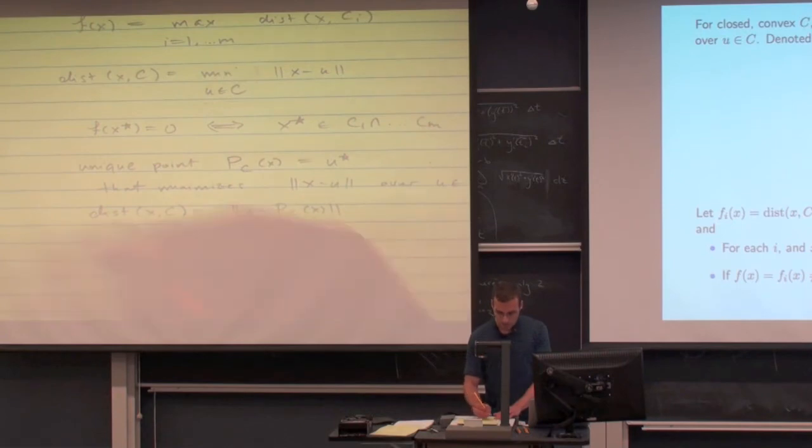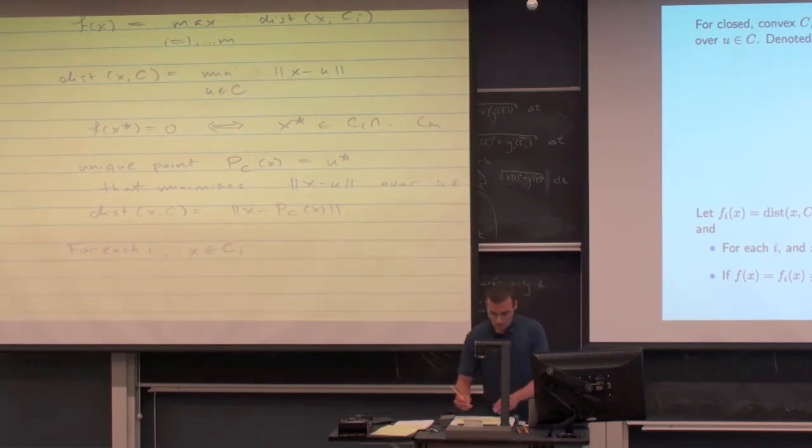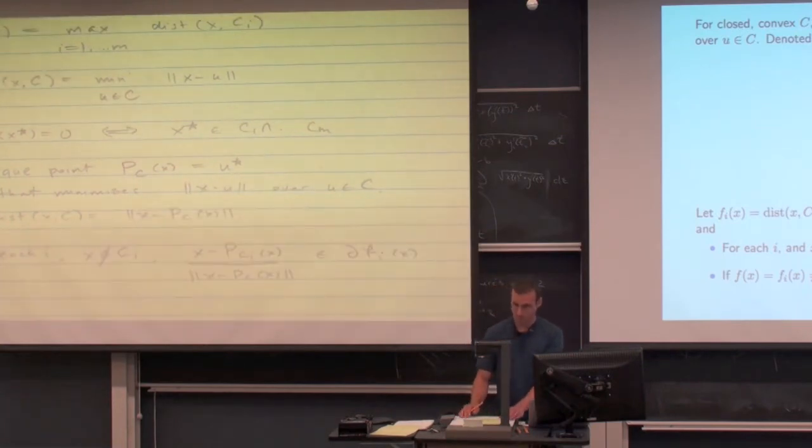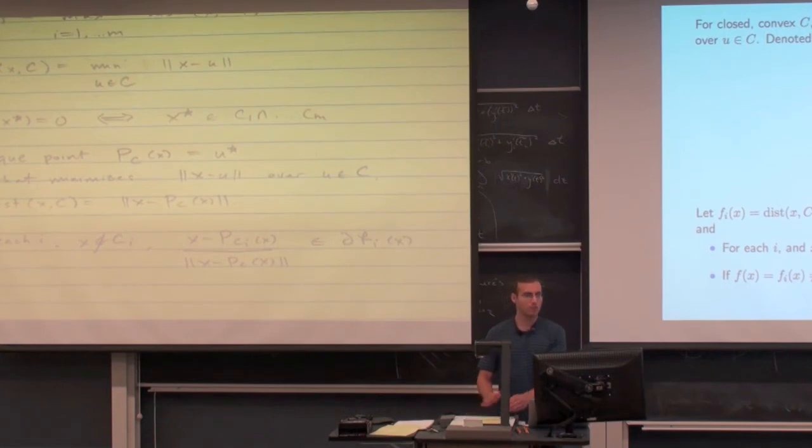So I claim that for each i, if I take a point that's not in the convex set, so fi of x is not equal to 0, then x minus its projection onto C divided by the norm of that difference is a subgradient of fi at x. Okay, so can anybody see why this would be true, if we just did something very sloppy?